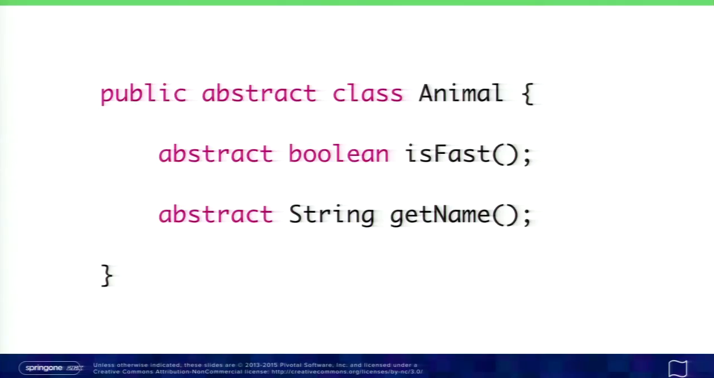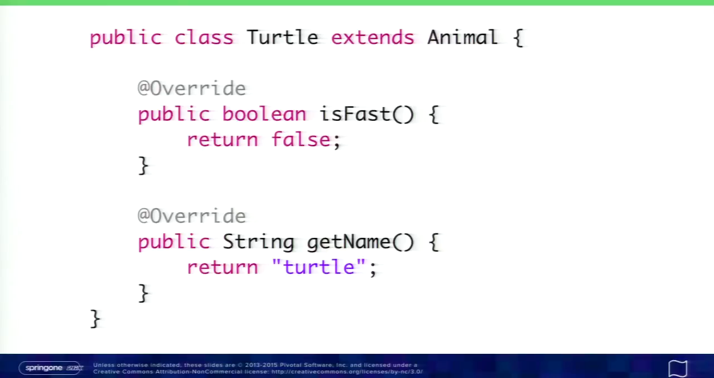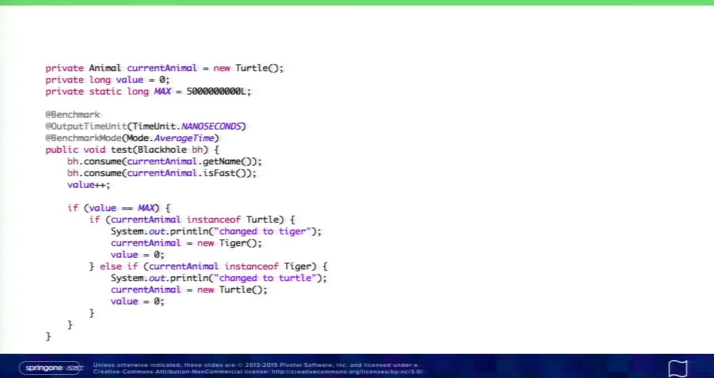We can create our animal, and we'll make it an abstract class with our isFast and our getName method. Now we can have our turtle. We know our turtle's not fast, and the name of our turtle is turtle. Now we can write a benchmark. So what am I doing here? My current animal is a turtle, and I'm consuming the turtle getName and turtle isFast, and I'm doing that 5 billion times, I think that is. And after 5 billion times, I'm swapping out the turtle and putting in my tiger.